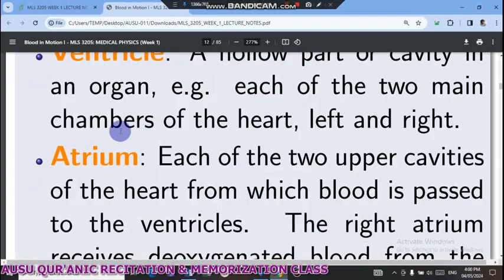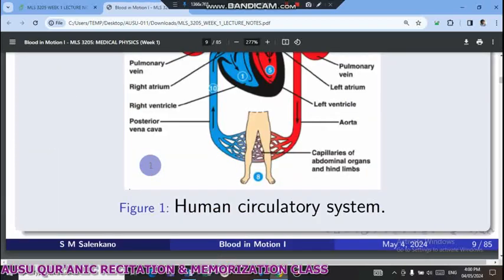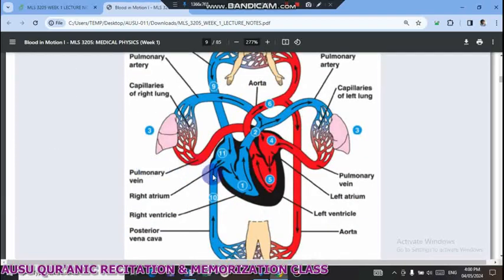Then the next one here is atrium. Atrium is one of the two upper openings of the heart. You see, blood without oxygen, meaning deoxygenated blood, enters into the heart through the right atrium. You see the opening here, right atrium, and then blood with oxygen enters into the heart through the left atrium.